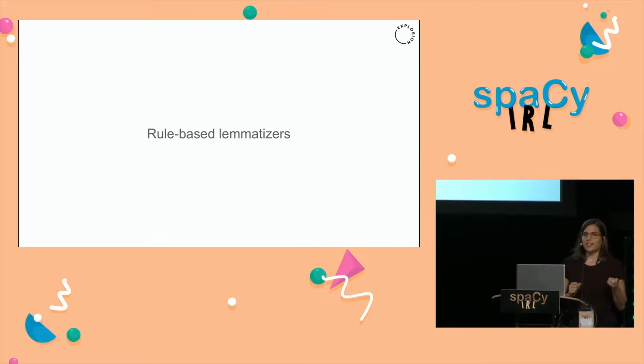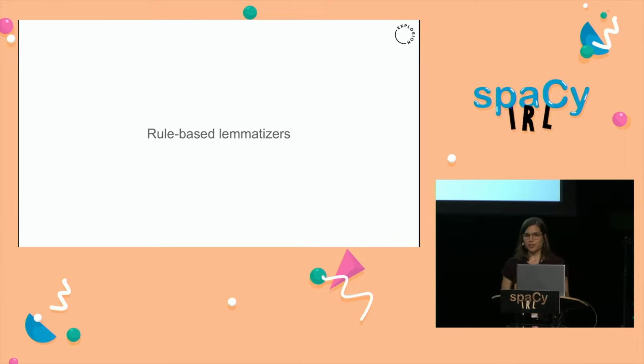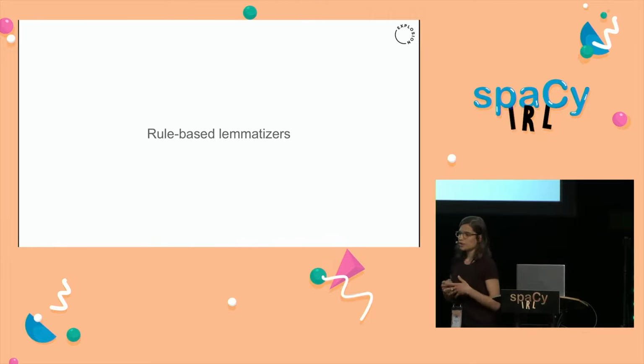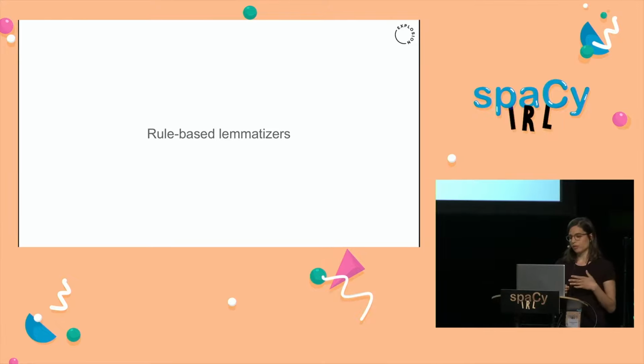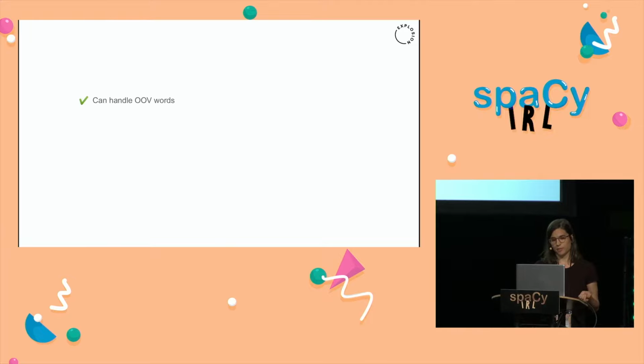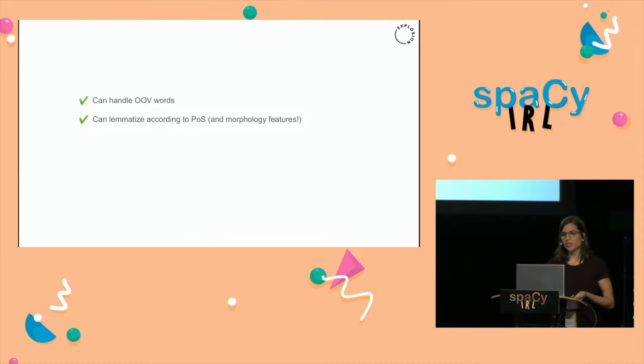So a few months later, I had the opportunity to come to Germany to study my master's. And I wanted to also have some experience in the industry, so I talked to Matt and Ines, and I proposed some ideas to work on spaCy. And especially, I wanted to work on the spaCy lemmatizer. So we decided to use a rule-based approach, because they can handle out-of-vocabulary words, they can lemmatize according to part of speech, and also by sets of morphological features, which is what I'm going to talk about now.